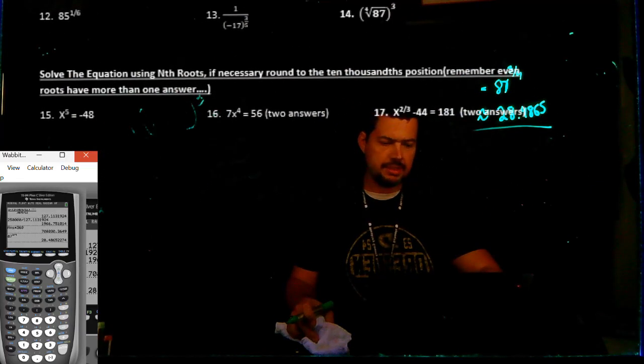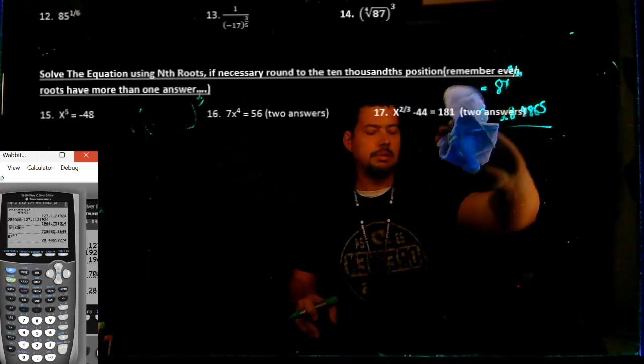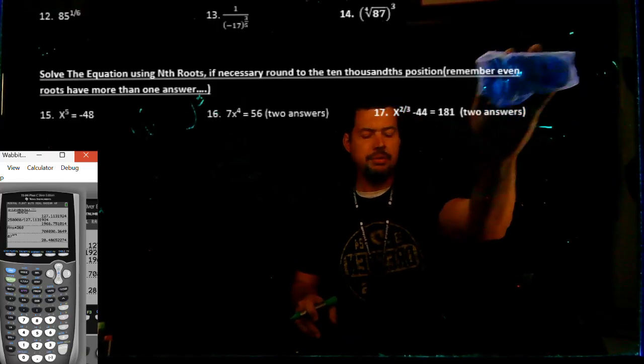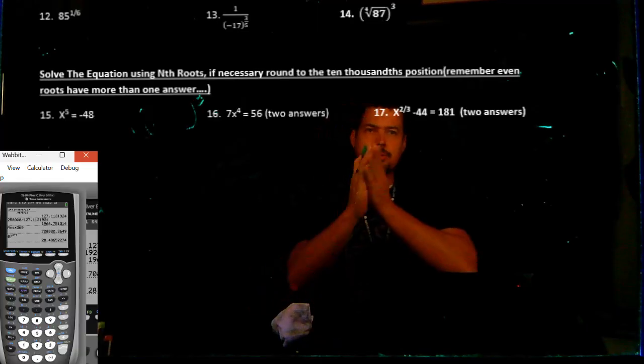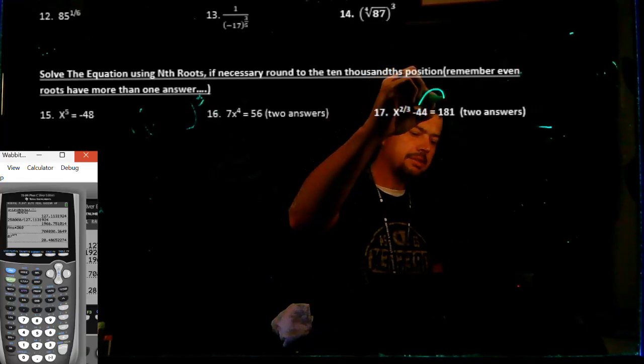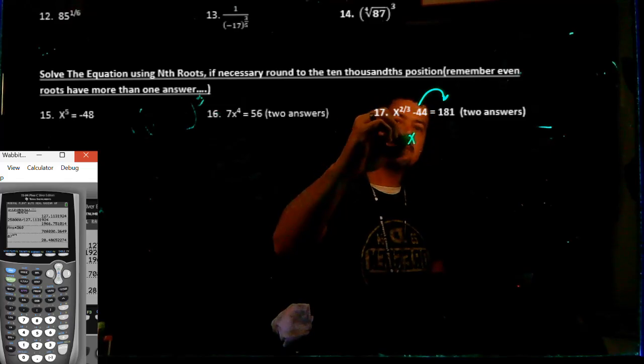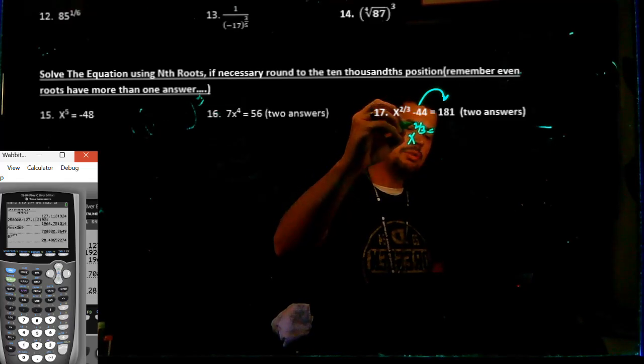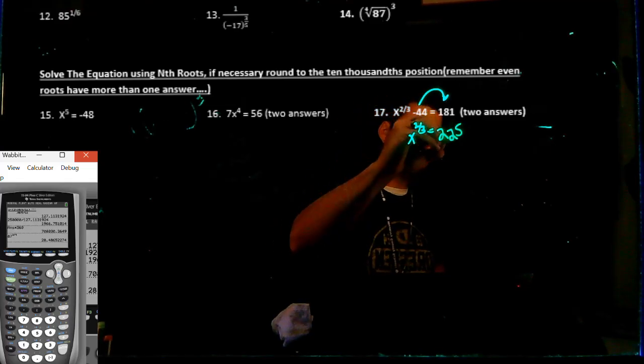Looks like I've got 17 bolded. So 17 does have two answers. Now what we're going to do is the easy stuff first. We're going to shift that negative 44 to the right-hand side. It's going to become addition. We're going to have x to the 2/3 is going to be 225, I believe.